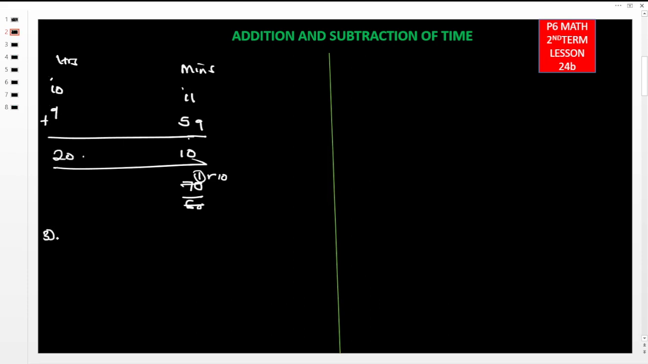So let us look at example 3. Here they tell us to add the hours and the minutes. So we have 5 hours and 55 minutes, and 2 hours and 59 minutes here. So what is the operation?